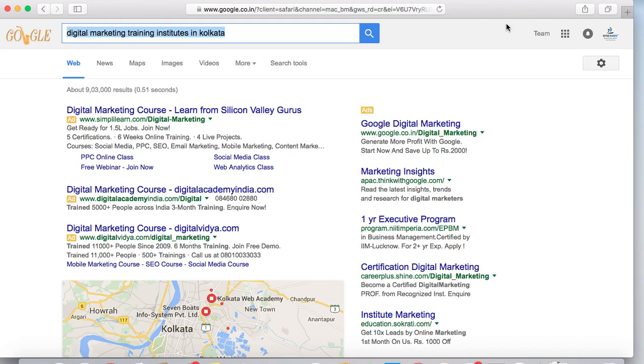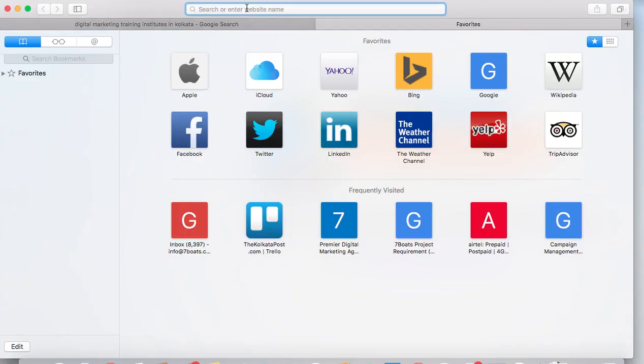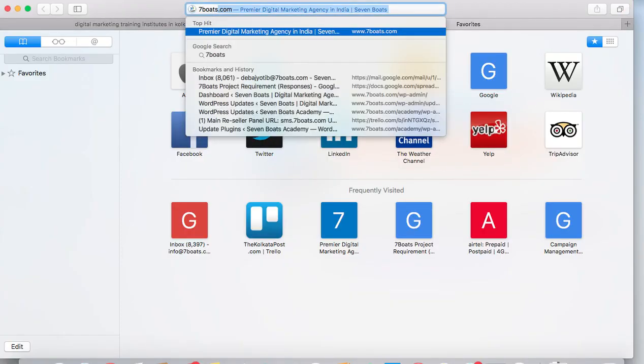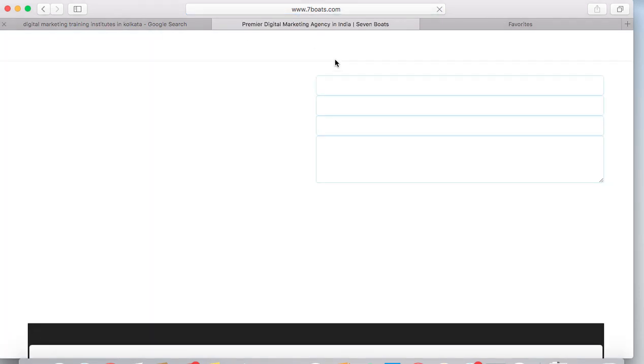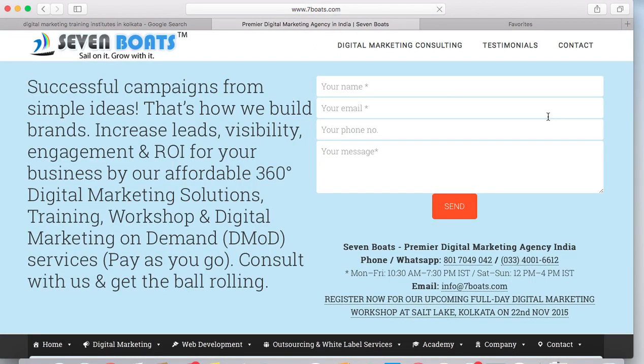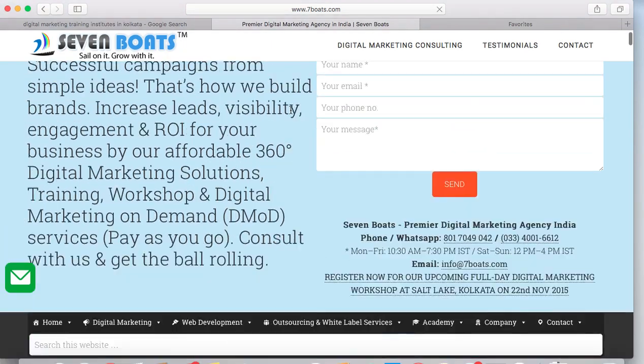For example, if we go to 7boards.com, it is a website, it's having many pages. So whatever we see, that is the first page is the home page, and you can see other web pages as well there. So let us wait for the site to open. So this is our home page.